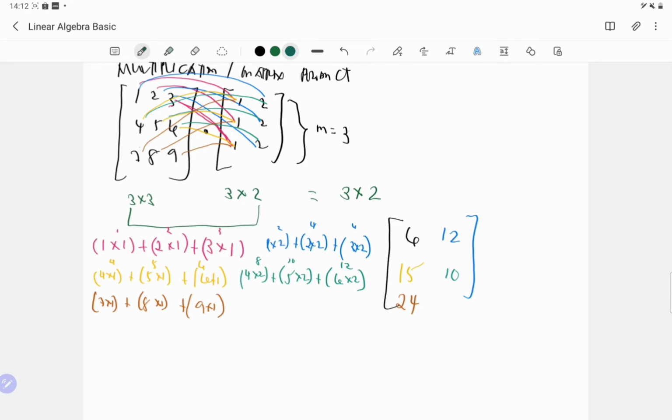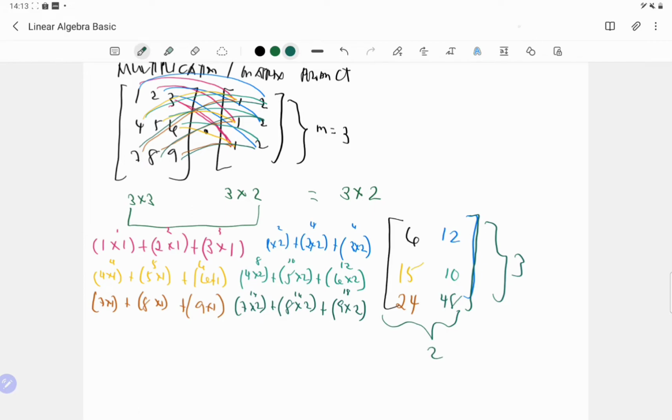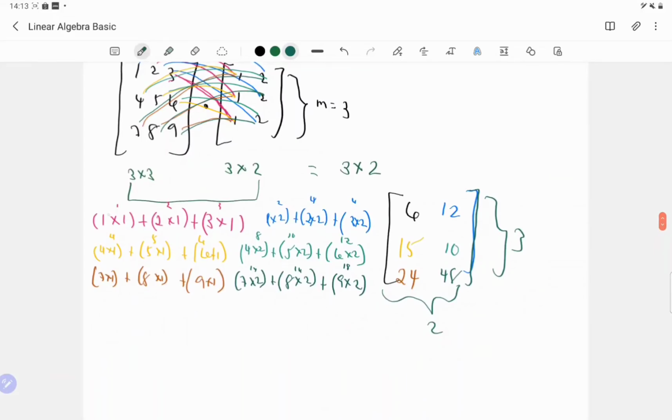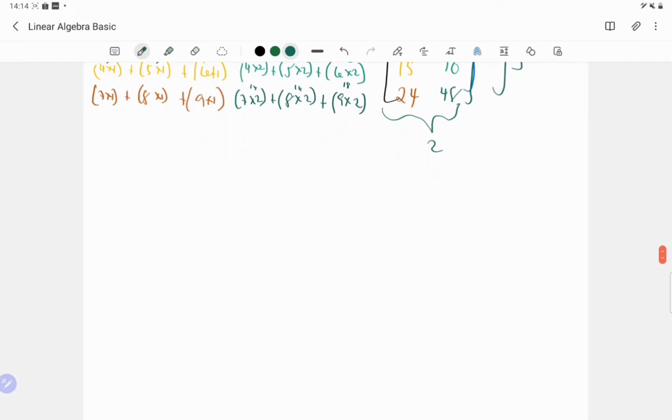And the last one, to the next column: 7 times 2 plus 8 times 2 plus 9 times 2. So this is 48. Our output now has size 3 by 2. As you can see, the rows are 3 and the columns are 2. For division, it's similar to multiplication. It's just that instead of multiplying the two, you use division. Alright, let's go to multiplication of a scalar to a matrix.